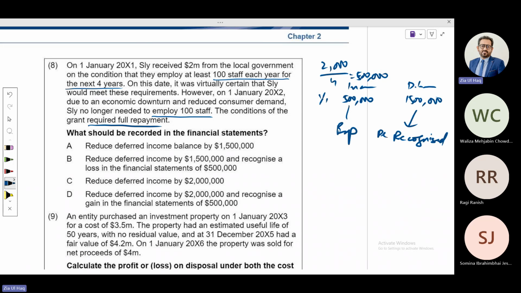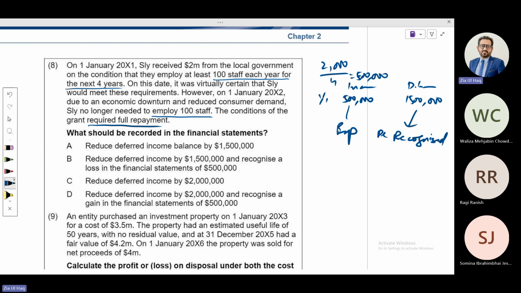Because you need to pay 2 million back to the government, whatever you have recorded as income, now you need to record as expense. And whatever is the deferred income, you need to de-recognize it. So what should be recorded in financial statements? Reduce deferred income balance by 1,500.